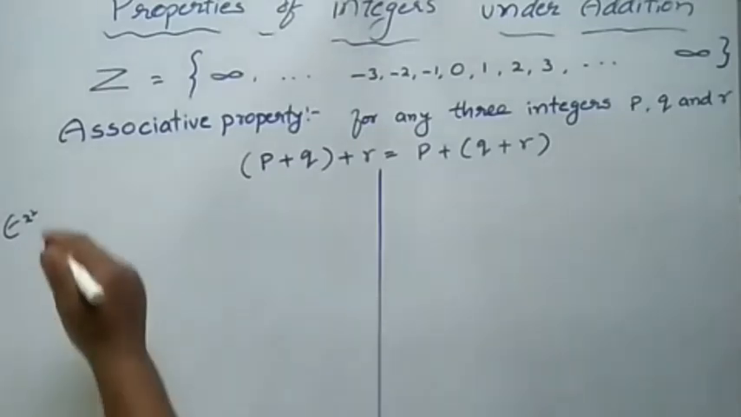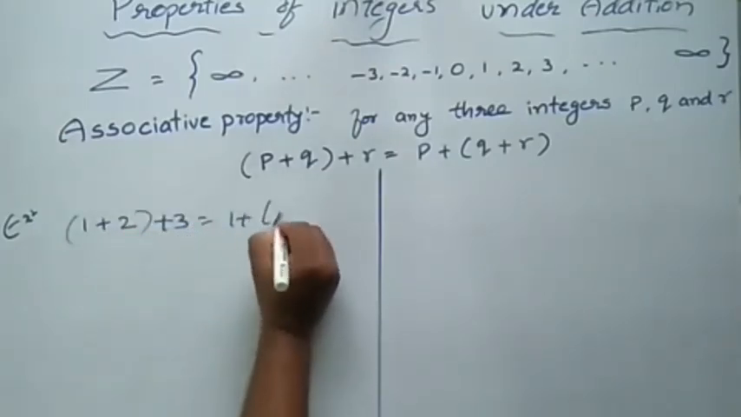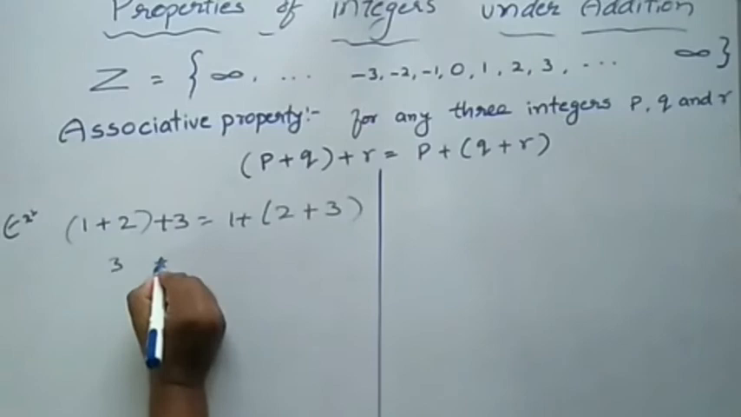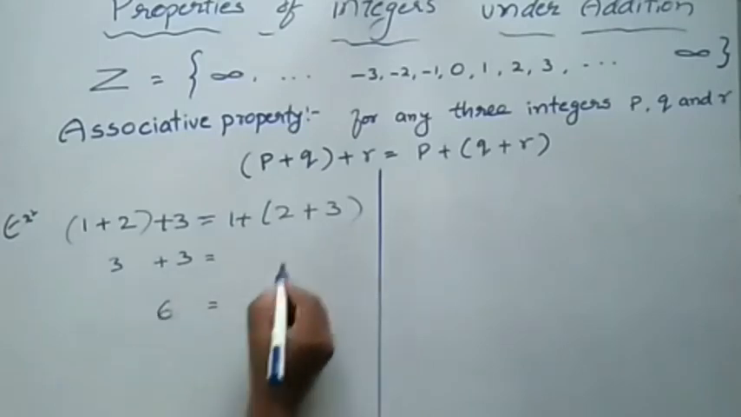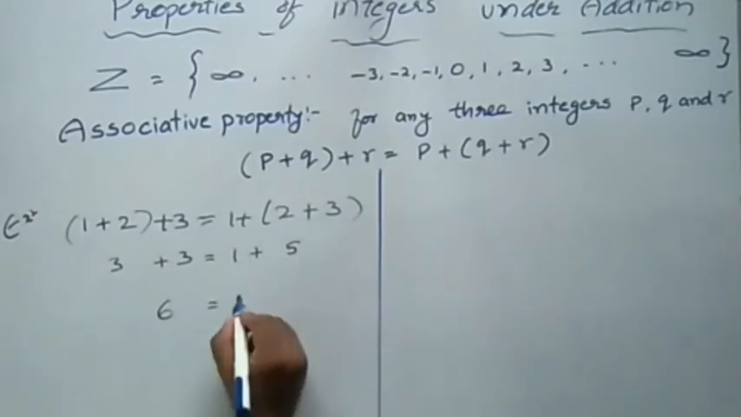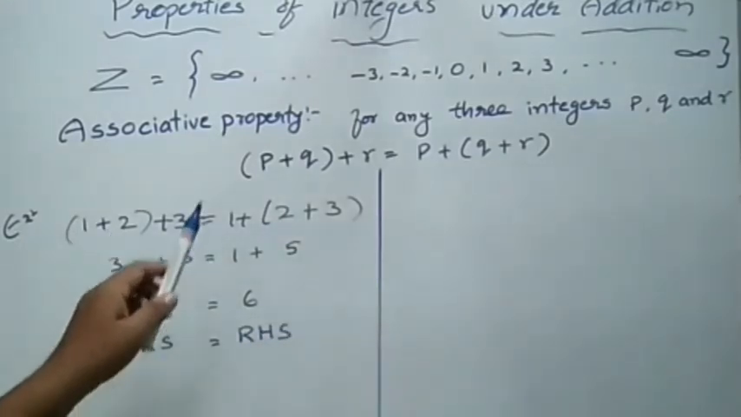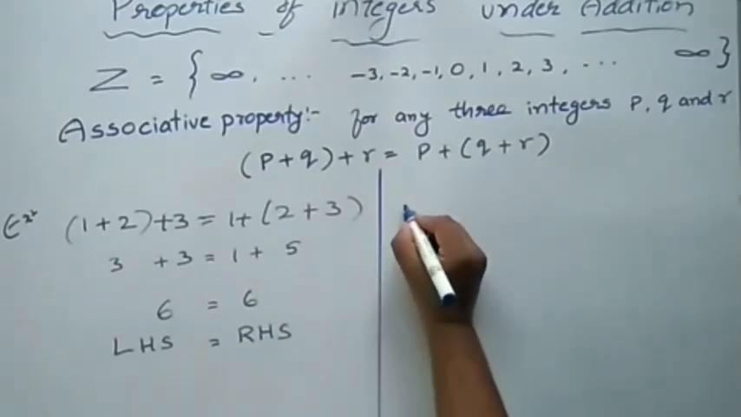I am taking here 1 plus 2 plus 3 equals 1 plus 2 plus 3. Here 1 plus 2 is 3, 3 is as it is, and 3 plus 3 is 6. Here 2 plus 3 is 5 and 1 plus 5 is 6. Here LHS equals RHS. Here I have taken 1, 2, 3, all integers, and the resultant answer is also an integer and LHS equals RHS.